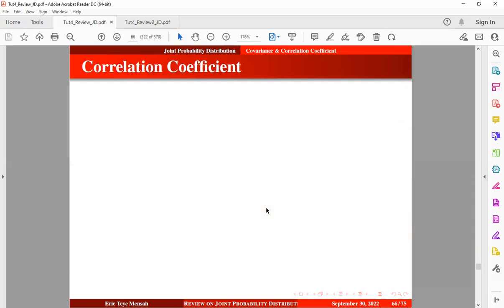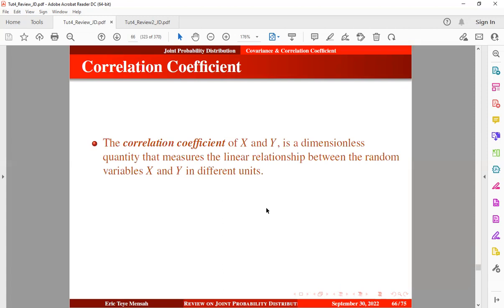All right, so now to the correlation coefficient, okay? So why do we need the correlation coefficient? The correlation coefficient of x and y is a dimensionless quantity that measures the linear relationship between the random variables x and y in different units, okay?